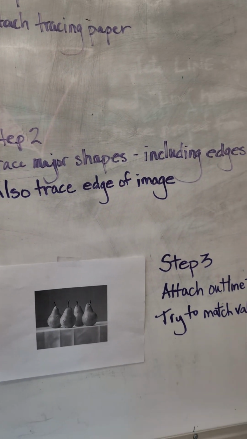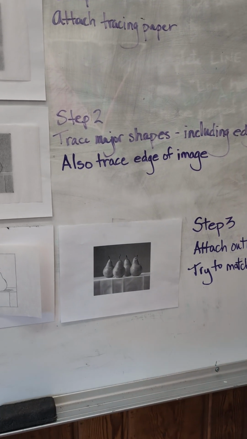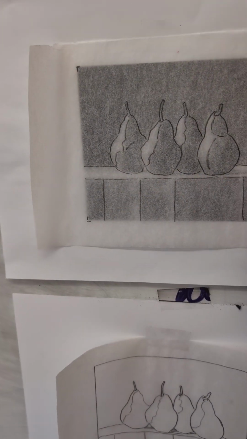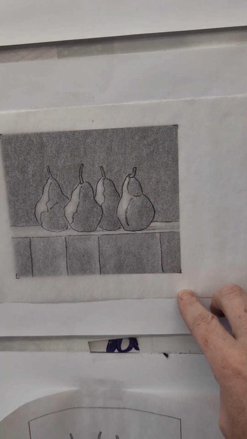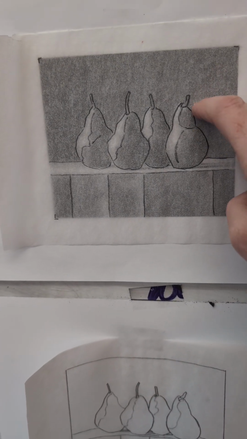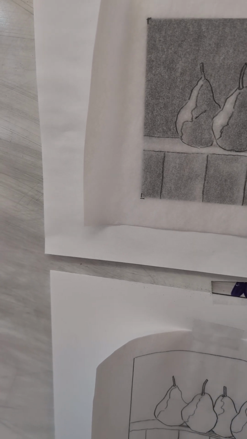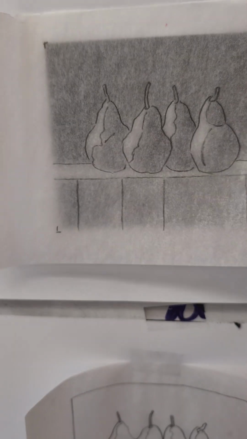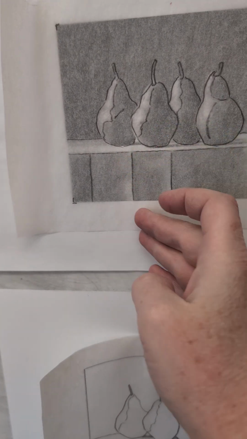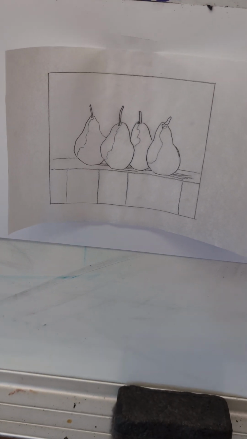Okay, step two, you're going to trace the major shapes, including the edges of the shadows, and then also trace the edge of the image. So you can go up to the window if it will help, and just with your pencil, trace these edges, trace all the way around so you know where the picture is. Trace the big shapes that make up the pear and the areas where the shadows are. Okay, so like right there. Here's the table and the little folds that are in the tablecloth as well. So when you get that all completely traced, it's going to look like this.